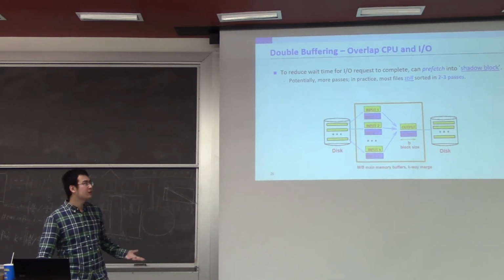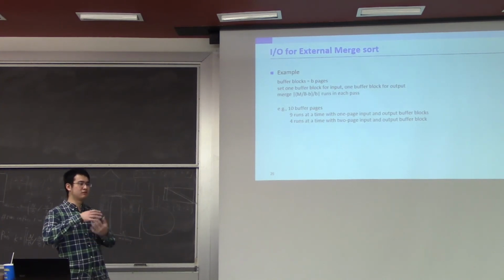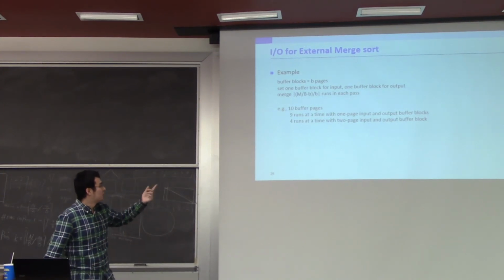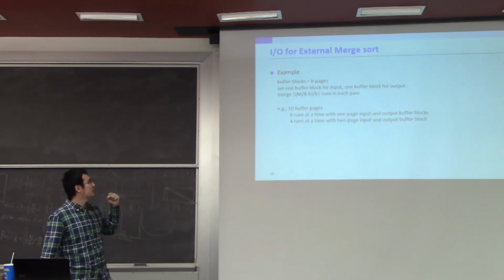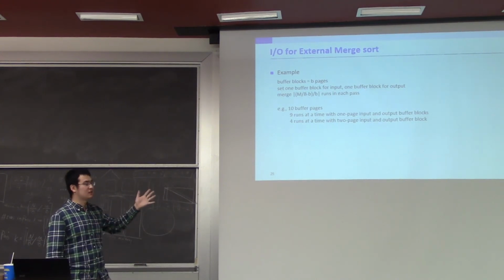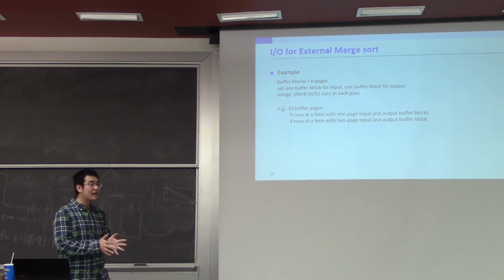With double buffering, of course, you get fewer runs at a time because you have less memory for the runs, right? Say we have 10 buffer pages, and we have 1 page each for input and output buffer. That's the original algorithm we discussed. We have 9 runs at a time, right? We merge every 9 runs into 1 run. So that will give you fewer passes.